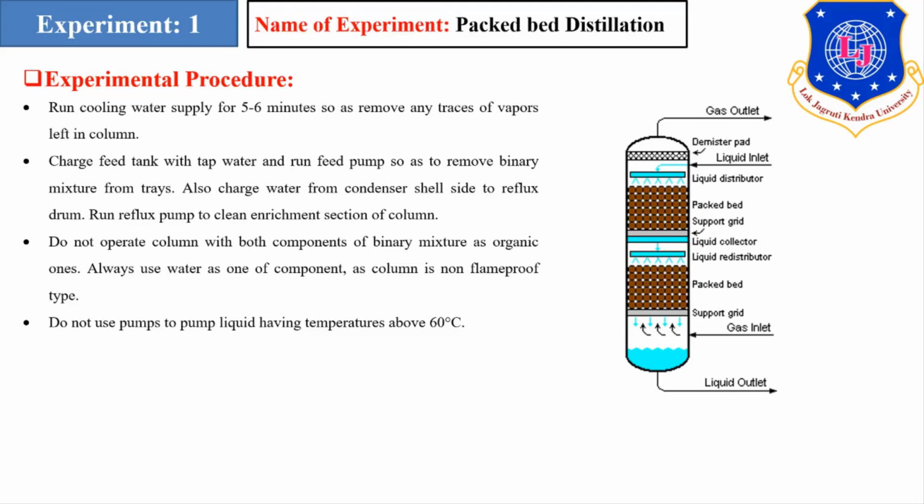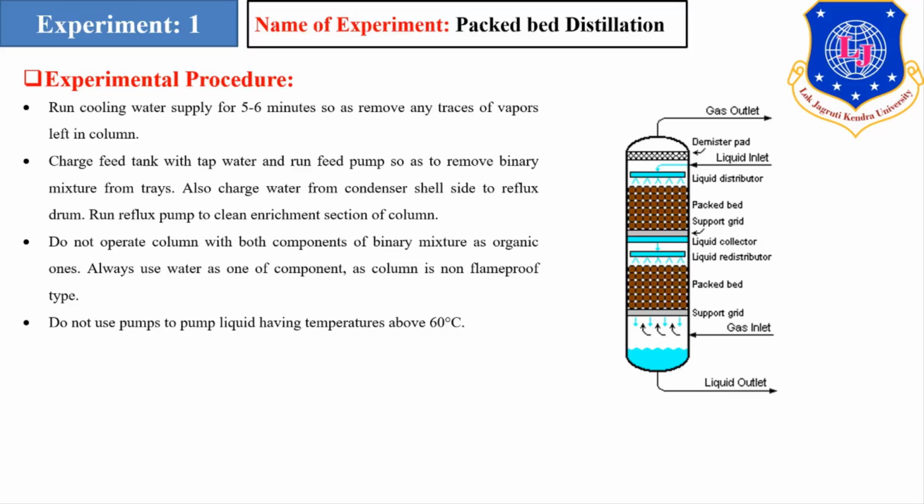Now there are some precautions, like do not operate the column with both the components being organic. Always use water as one of the components. Then also do not use the pumps to pump liquid having a temperature above 60 degrees Celsius. So basically that's why we use methanol over here, whose boiling point is around 60 degrees Celsius.